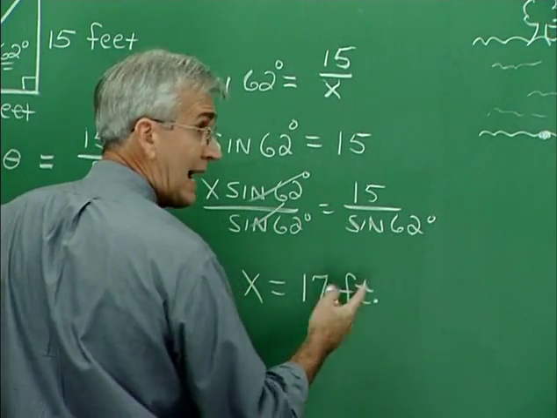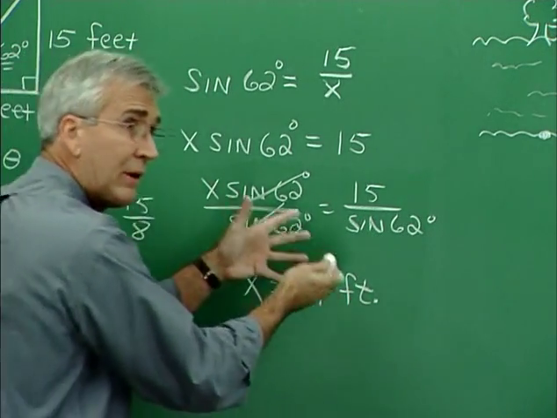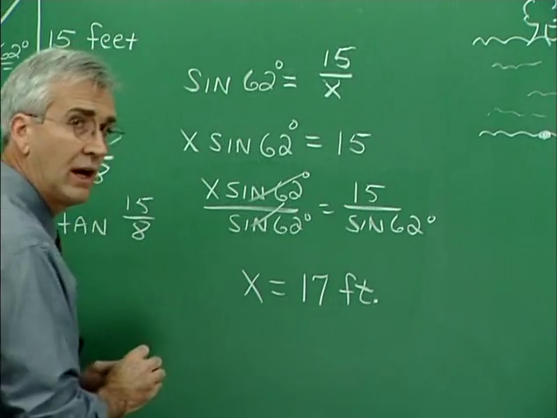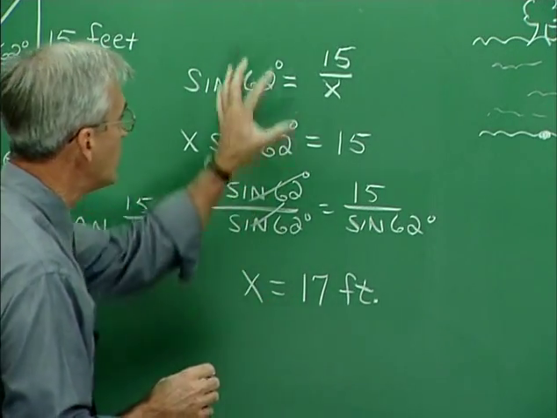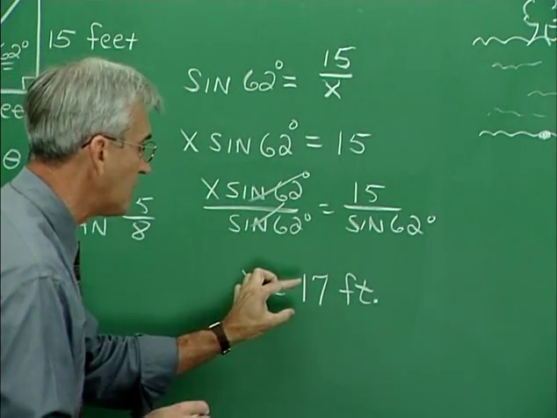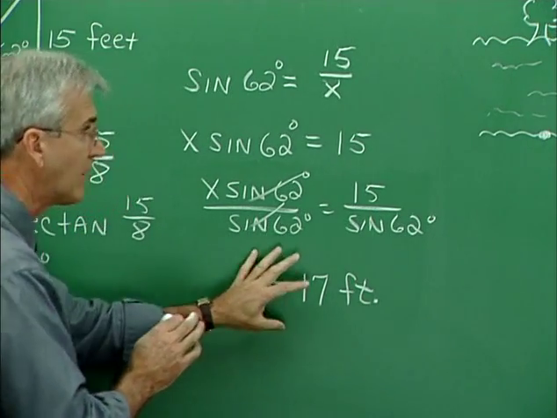And I know that it's exactly 17 feet because I used the Pythagorean relationship on the original triangle to find it to be 17. But using this technique, it's approximately 17. It rounds to 17 very quickly.